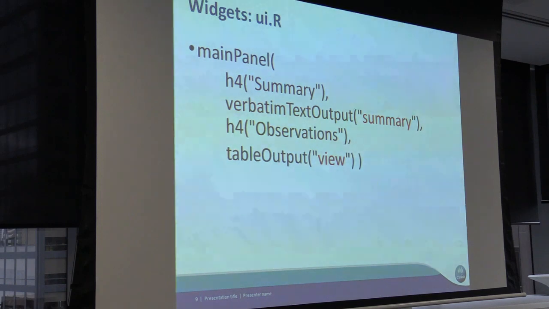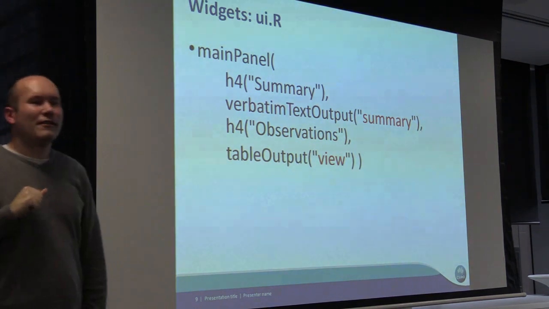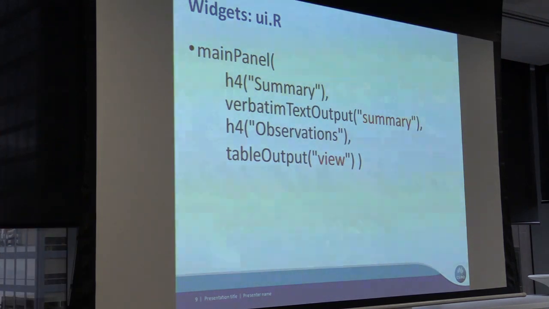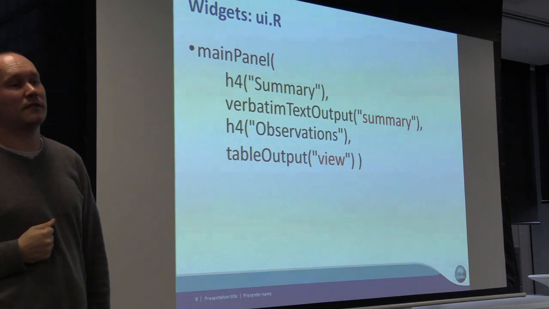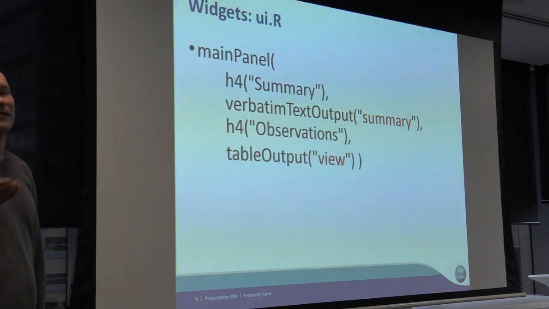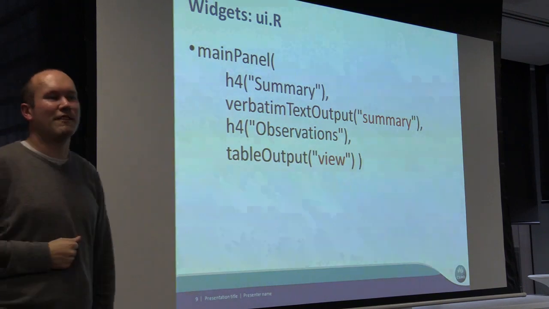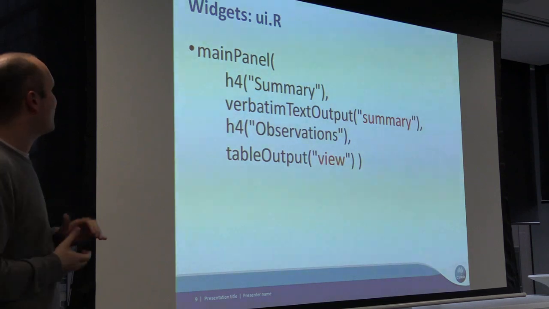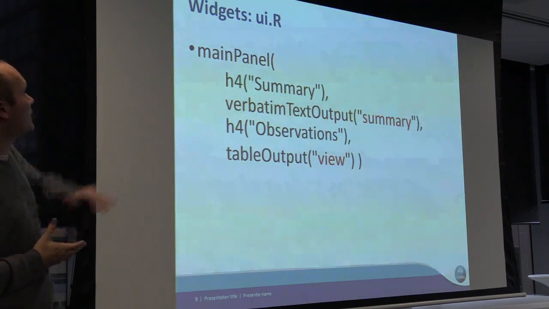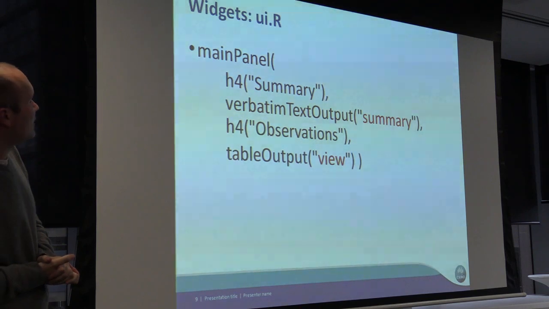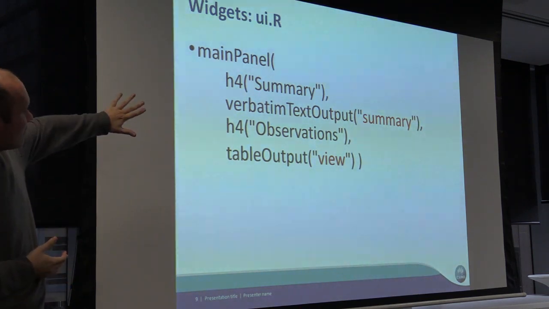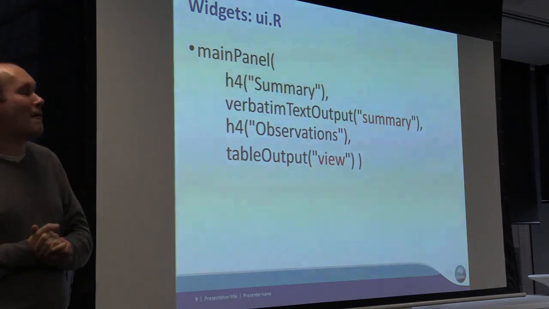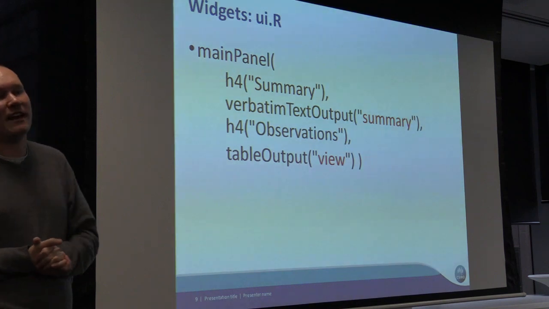So here's the main panel. If any of you have used HTML, you may recognize h4 as a tag. It just gives that section header. So h1 would be a very large section header, h2, h3 are progressively smaller. So that corresponds to the h4 tag in HTML. So h4 summary gives you your section header. For things like output from R functions, like direct output that's just put in the web application, you use the function verbatimTextOutput.